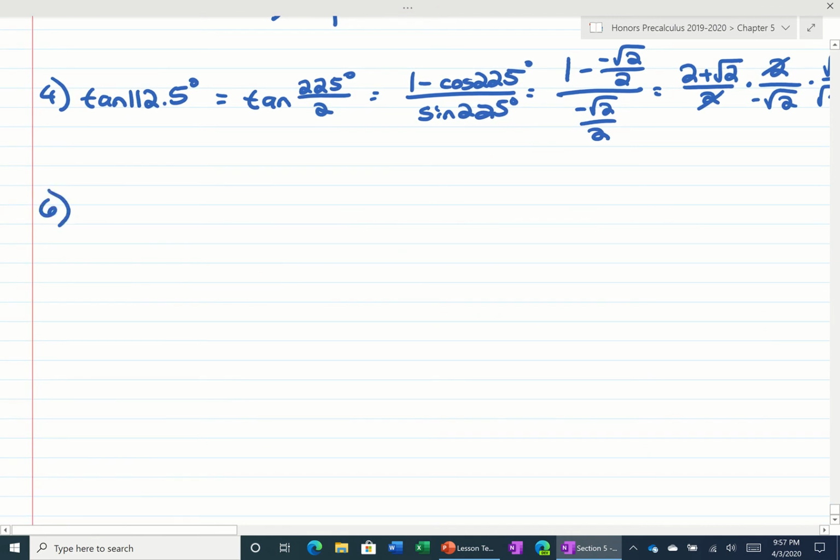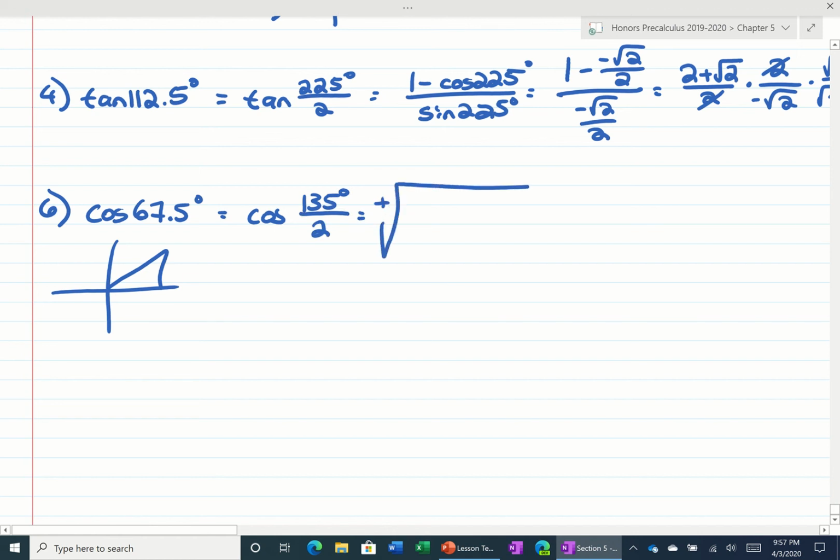Number 6. Number 6 says the cosine of 67.5. Well, that's in quadrant 1. So our answer for the cosine of 135 over 2 is definitely going to be a positive square root. And 135 puts us over here. That's negative root 2 over 2.